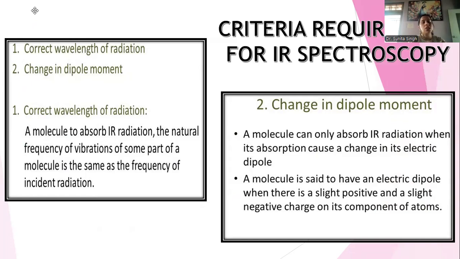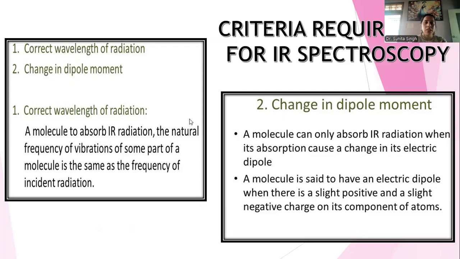And the second one is the change in dipole moment. If a molecule has the same dipole moment throughout, like the N2 molecule or H2 molecule, where there is no change in dipole moment, they are IR inactive. But a molecule can only absorb IR radiation when its absorption causes a change in its electric dipole. You should know that dipole is the separation of positive and negative charge, and we have a slight positive and slight negative charge on its component atoms.